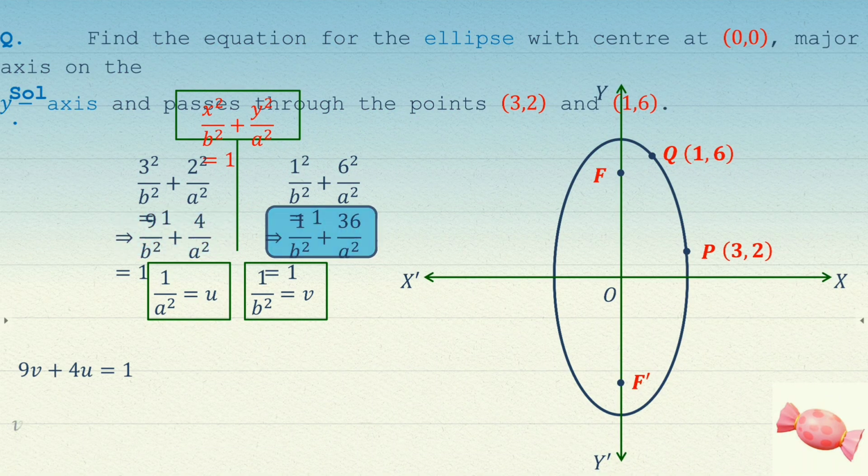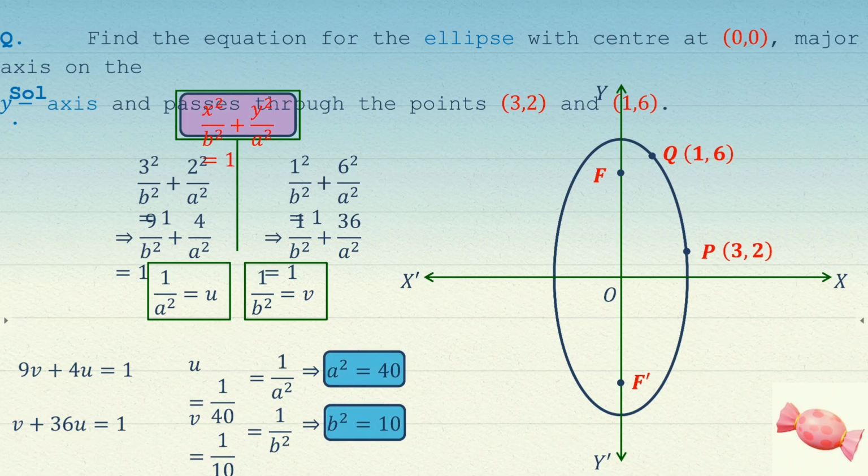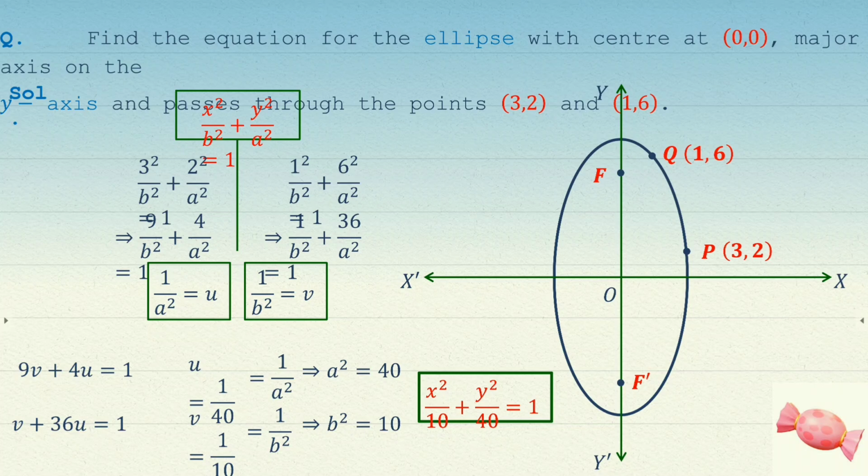Okay, so a square equal to 40 and b square equal to 10. So I got a square and b square. I need not find a and b here directly because I want the equation. Just go and substitute 40 and 10 here, you will get the answer. Yes, x square by 10 plus y square by 40 will be equal to 1.